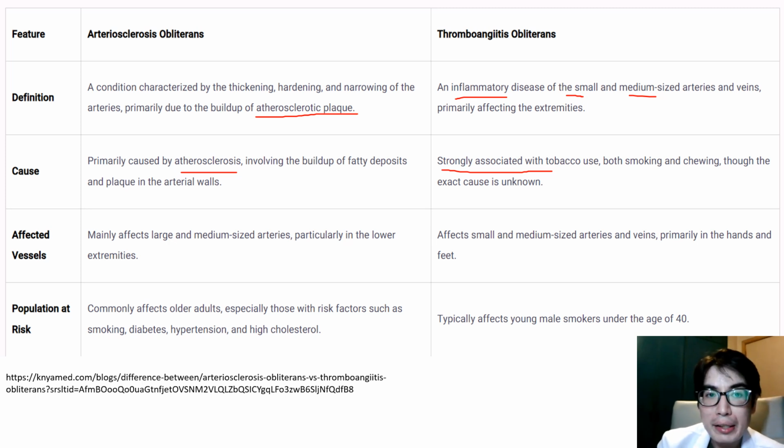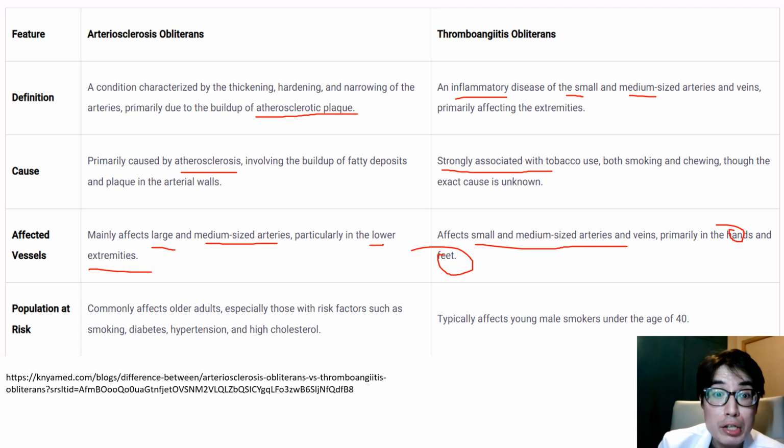The vessels affected in arteriosclerosis are usually large and medium-sized arteries of the lower extremities. Those in thromboangitis, on the other hand, are small and medium-sized arteries and veins, usually of the hands and the feet.